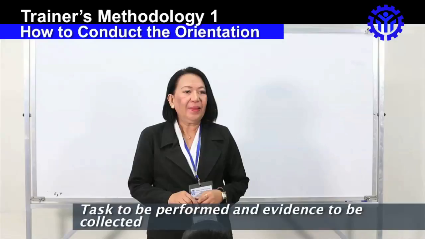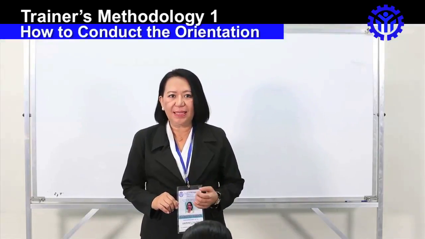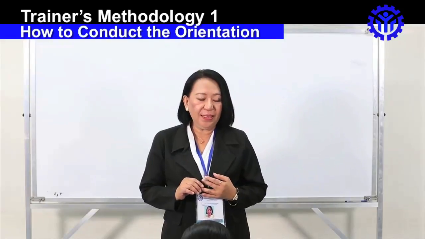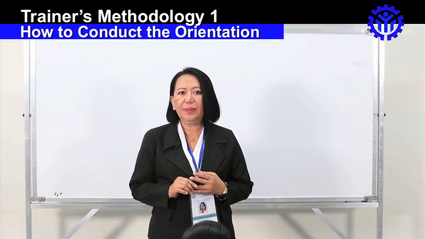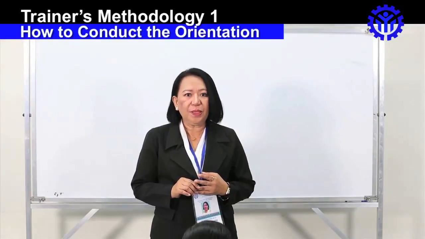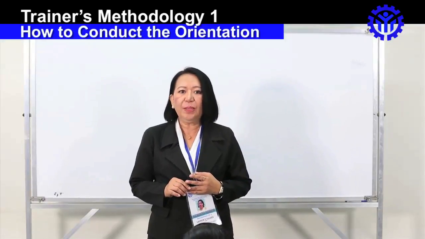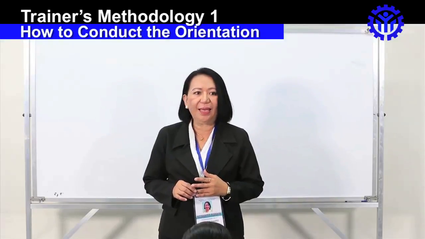Tasks to be performed and evidence to be collected. The different tasks to be performed for our Housekeeping NC2 assessment are the following: making a bed, valet servicing such as shoe polishing and packing of guest clothes, laundering linen and guest clothes, the proper use of tools, materials, and equipment for cleaning the premises. We will collect evidences through demonstration, oral questioning, and written tests.